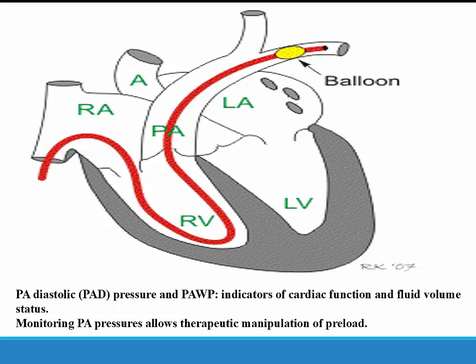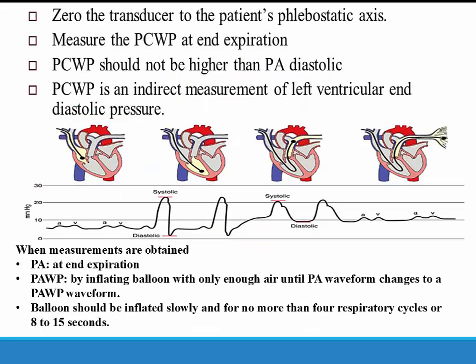The PA diastolic pressure and the pulmonary artery wedge pressures are indicators of cardiac function and fluid volume status. Monitoring the PA pressures allows therapeutic manipulation of preload. Measurements are obtained as follows. Pulmonary artery at end expiration. The wedge pressure is obtained by inflating the balloon with only enough air until the PA waveform changes to a PAWP waveform. The balloon should be inflated slowly and for no more than 4 respiratory cycles or 8 to 15 seconds.